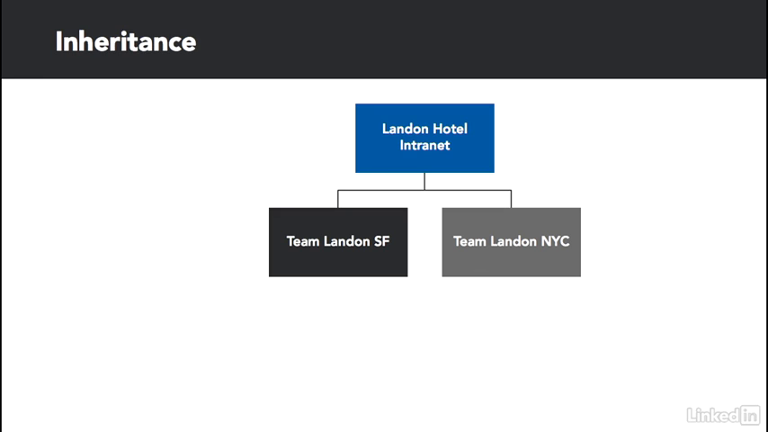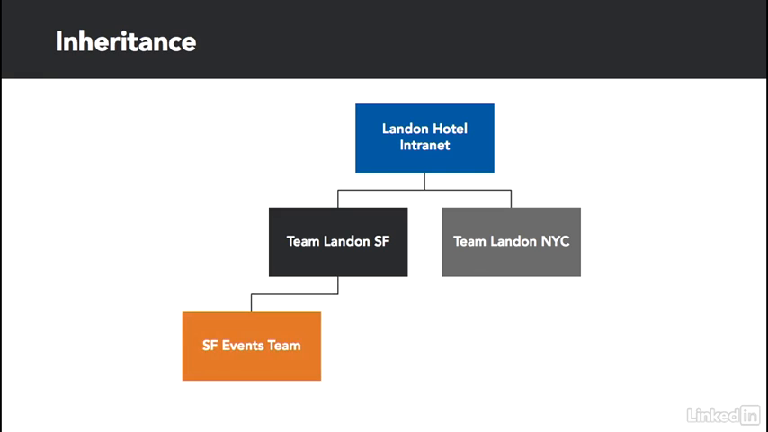This is the default setting, and that means that if I'm an owner on the Land and Hotel intranet and I bang out a couple more sites, I'll be an owner on those as well without doing anything else. If I have someone who I know is a visitor who can view but not edit documents on the Land and Hotel intranet, if I change nothing and inherit permissions, they can view the items on Team Landon for San Francisco and for New York City as well. And the same thing is true with members. If I can contribute on Land and Hotel intranet, I can contribute on the 2 sub-sites as well.